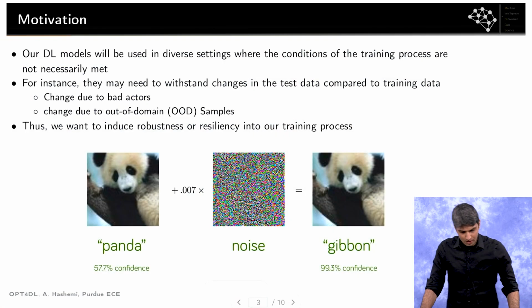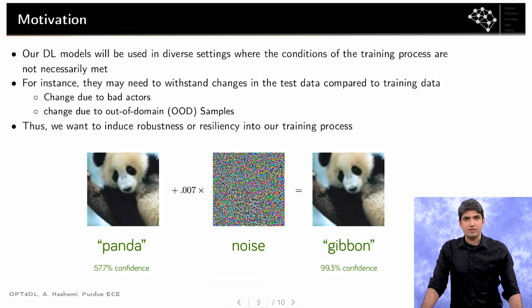So what's the motivation? The deep learning models we're going to train are going to be used in diverse scenarios where the conditions or the assumptions that we made when we were training the model are not necessarily met. For instance, the data that we deal with at inference are not as nice and clean as the ones that we dealt with during training. Therefore, the models have to be robust or resilient with respect to changes in the test data compared to the training data.